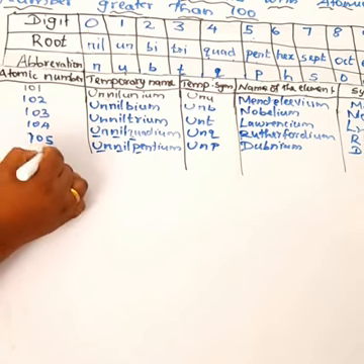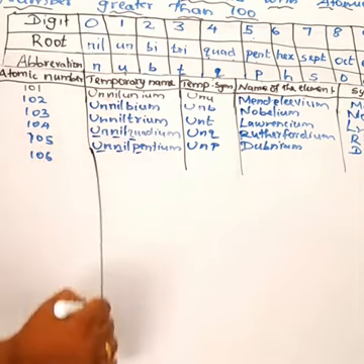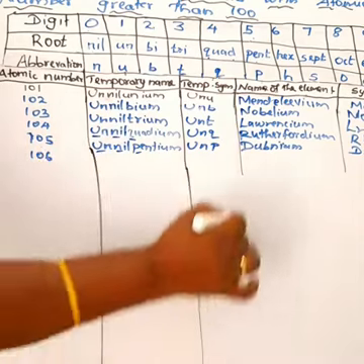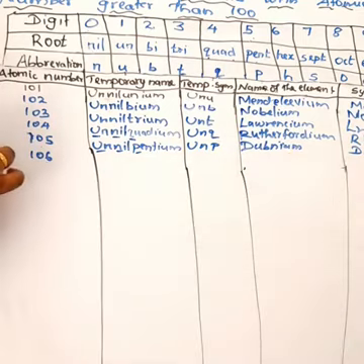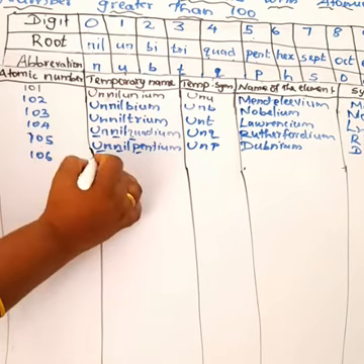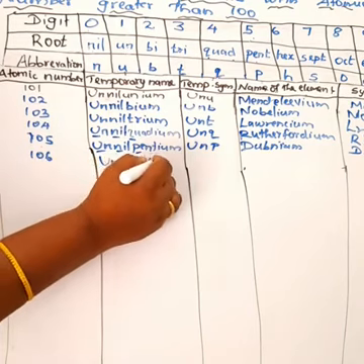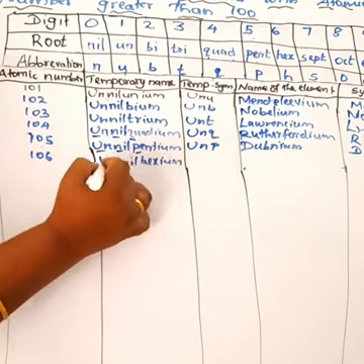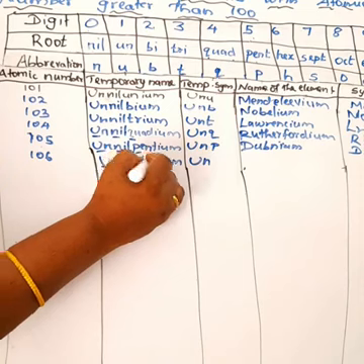And 106. What is the temporary name? For 1, the numerical root is un, and nil for 0. What is the numerical root for 6? Hex, and ium as the suffix. The temporary symbol is U for un, N for nil, and H for hex.